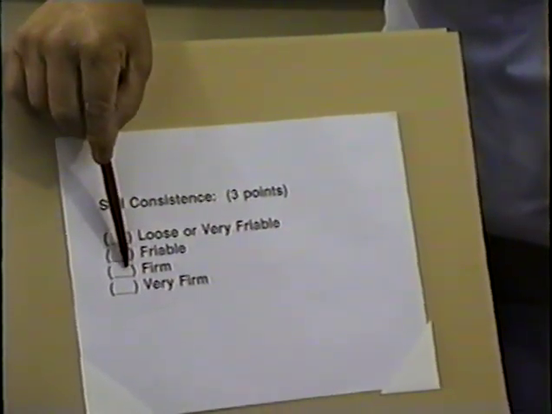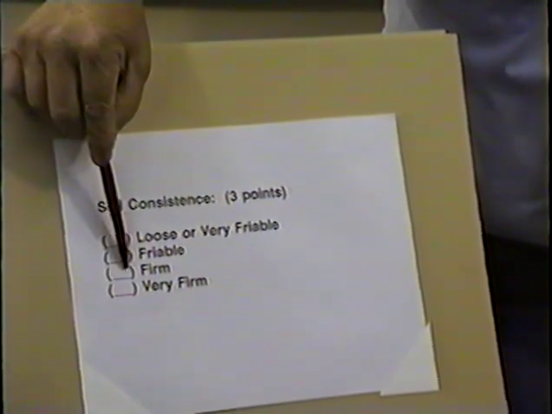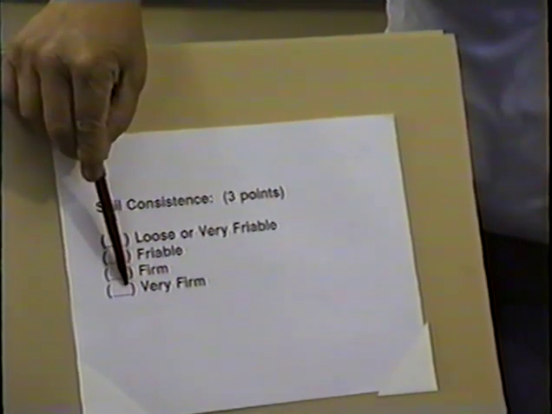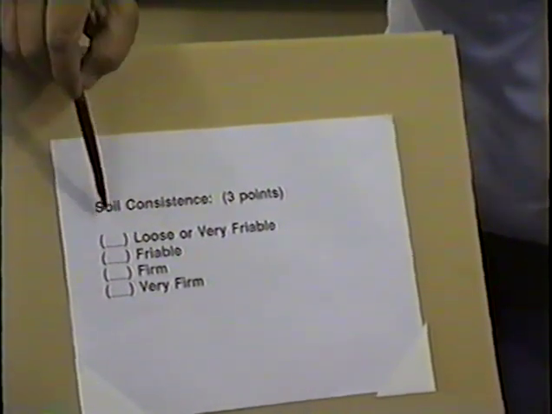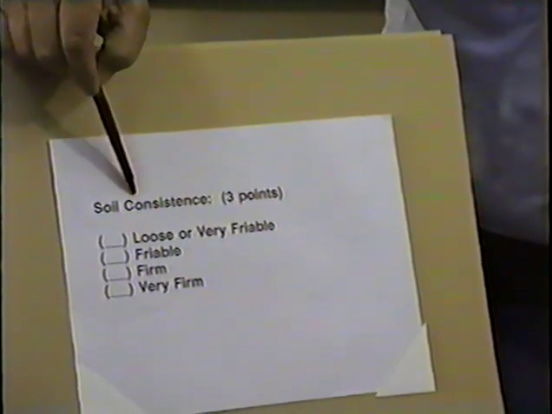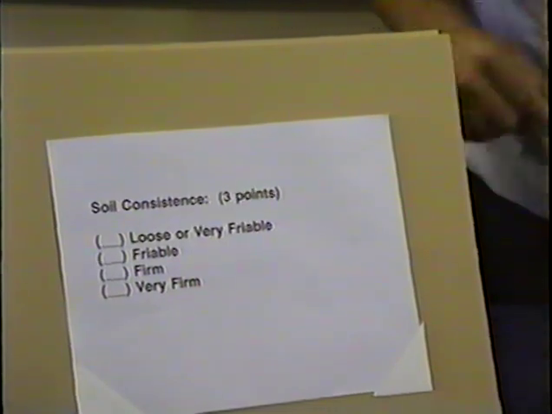Firm means that it takes a moderate type pressure. You know, you can still break it, but not too handily. And very firm means that you can hardly break it between your thumb and your forefingers here. And again, the consistency of the soil is very much related to the clay content or the texture of the soil, but they are independent characteristics that we do determine.